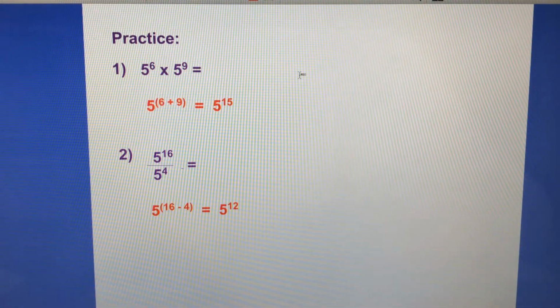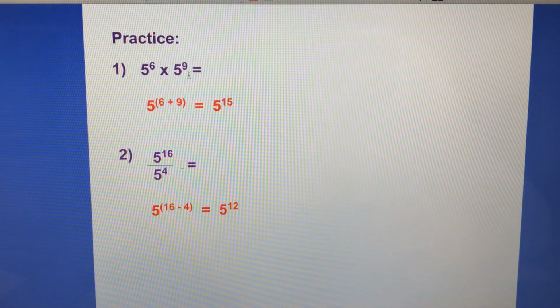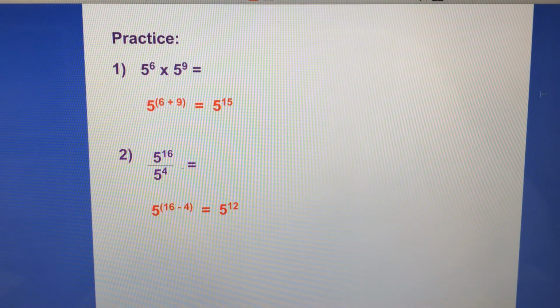Let's practice. 5 to the 6th times 5 to the 9th. 6 plus 9, 5 to the 15th. 16 minus 4. 5 to the 16 minus 4, 5 to the 12th.